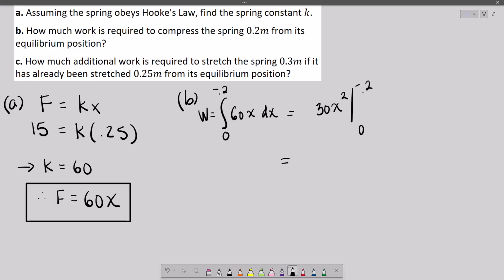And we're going to have 30 multiplied by, I'm going to write that as a fraction. It's going to be a little easier to write it as fractions. So that's 1/5. 2/10 is 1/5. When we square it, the minus goes away. So we're going to end up with 30 divided by 25. Cancel out the 5, and we're going to get 6/5 work. Joules or Newton meters, does not matter what you use.